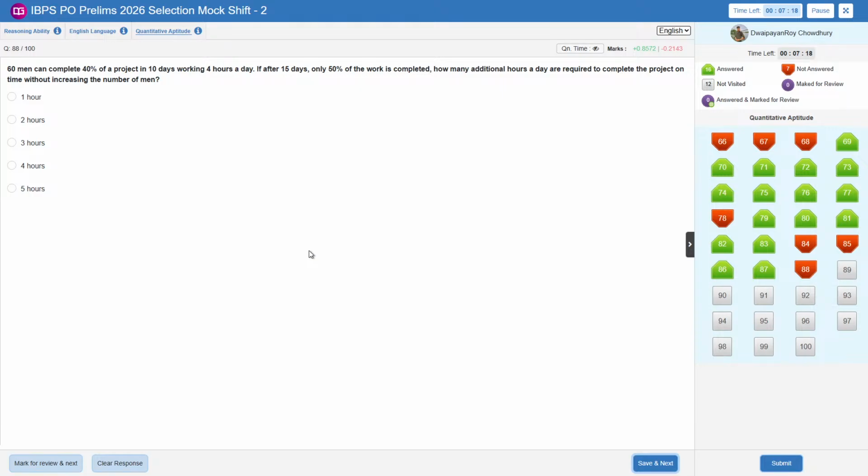Okay. How many additional hours are required? You're increasing the number of men. So now we got work to do for 10 more days. 60 men, 10 more days, X, and 30 into 25 into 4. So 2, 2, 5. So current hours is going to be 5. So they have to increase it by 1.